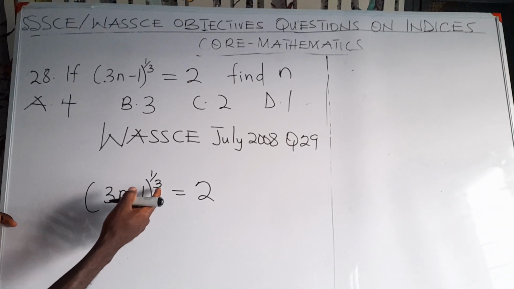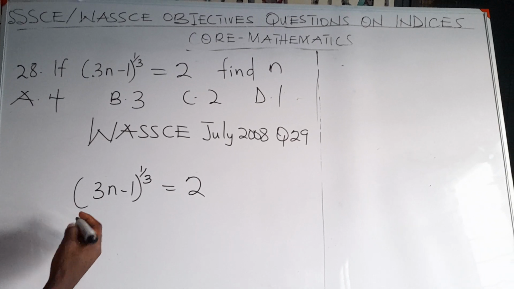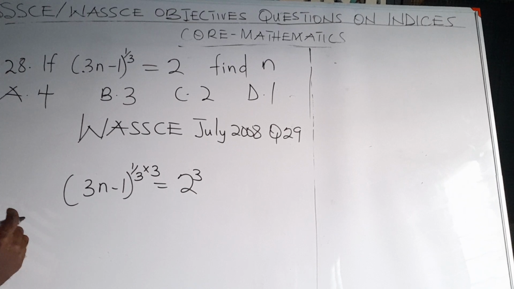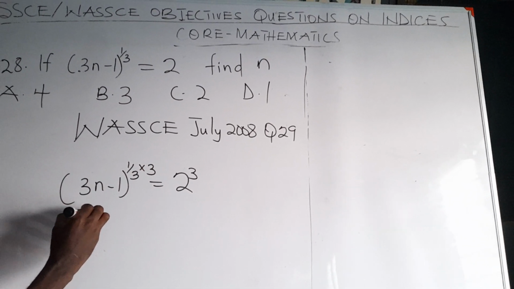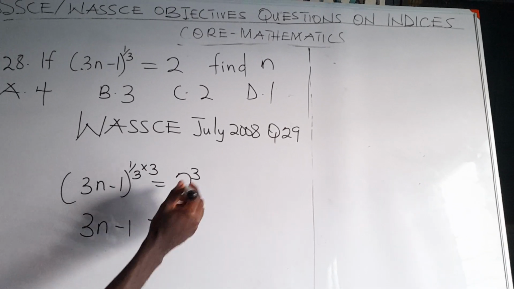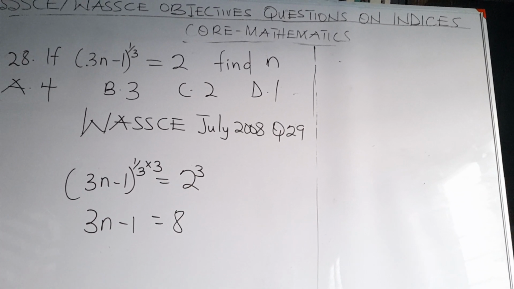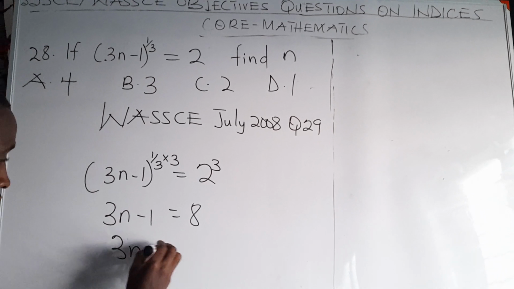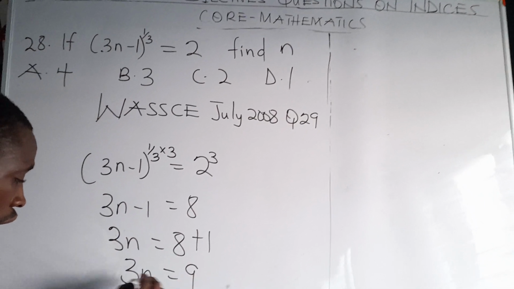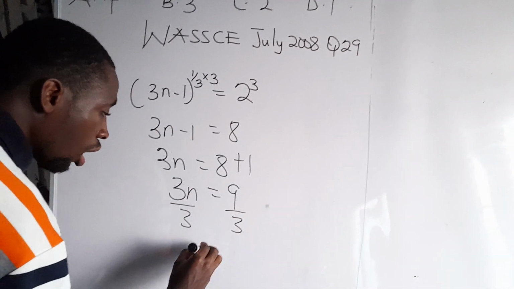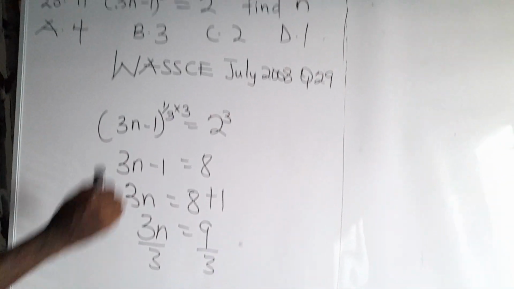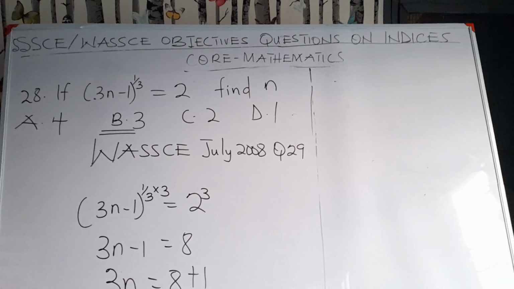Now what we do, we need to remove this fraction here. Thus, we cube both sides. On cubing both sides, the fraction will go. So this 3 will cancel that 3. We'll have 3n minus 1 equal to 2 exponent 3, and 2 exponent 3 is 8. So now we can make 3n the subject to be 8 plus 1. Then 3n equal to 9. We divide both sides by 3. Our n, 9 divided by 3 is 3. So the correct answer then becomes B.